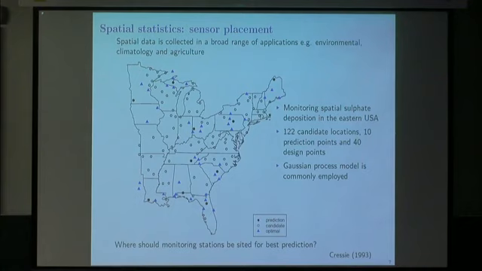The link between spatial statistics and computer experiments is the Gaussian process model, and here the correlation function in the Gaussian process model describes the spatial dependency that we have in our monitoring network.